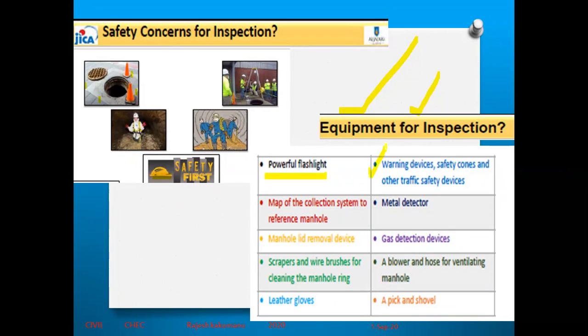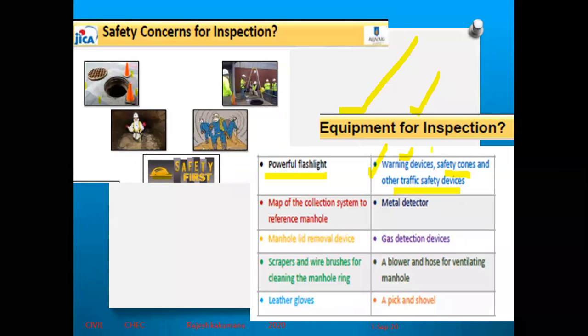Next, warning devices, safety cones, other traffic safety devices. So what are the flashlights you are using? Warning devices. The flashlights may be blinking on and off, red color, green color, or any normal white color. Safety cones, these are the safety cones, right? These are the safety cones. Next, and other traffic safety devices.